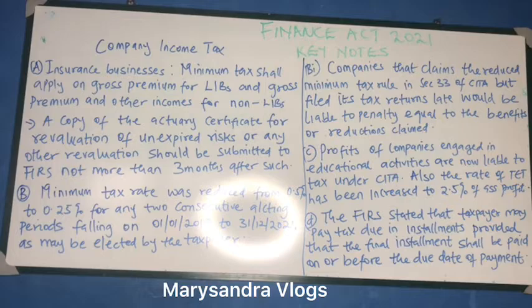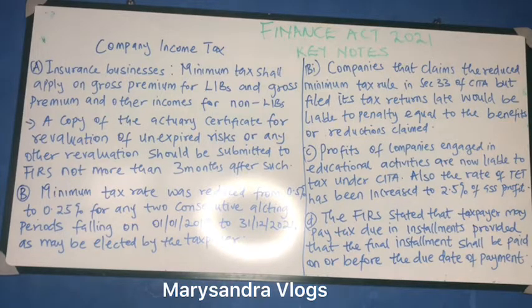So for other businesses, minimum tax rate was reduced from 0.5% to 0.25% for any 2 consecutive accounting periods falling between 1st of January 2019 and 31st of December 2021, as may be elected by the taxpayer. So this practically explains itself. It means that minimum tax has been reduced to 0.25% for any 2 accounting periods falling between January 2019 and December 2021, and the taxpayer has the prerogative to elect whichever ones he or she chooses.